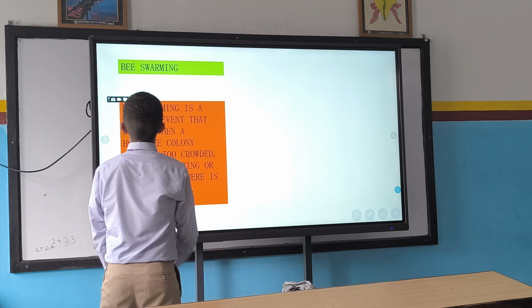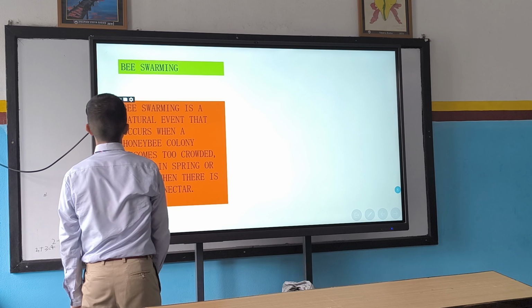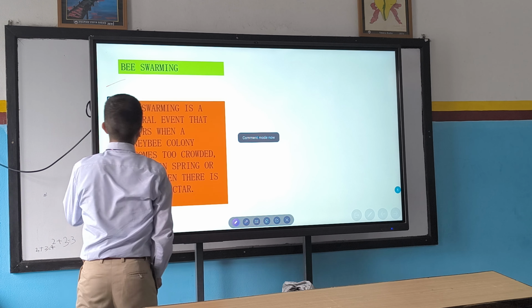Bee swarming. Bee swarming is a natural event that occurs when a bee colony becomes too crowded, usually in spring or summer when there is ample nectar. Bee swarming is also defined as the new queen bee leaving its society to go to another society of honeybees.